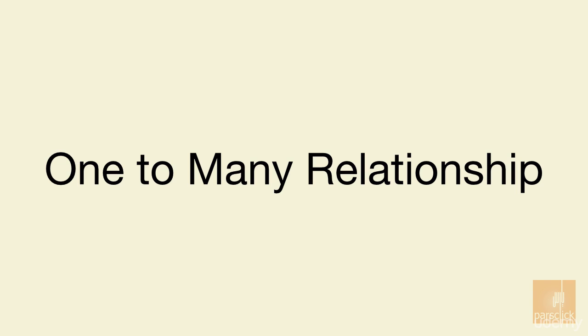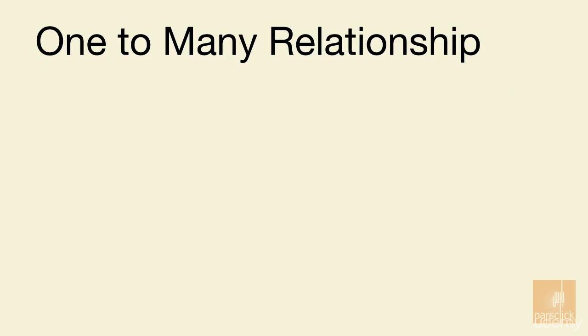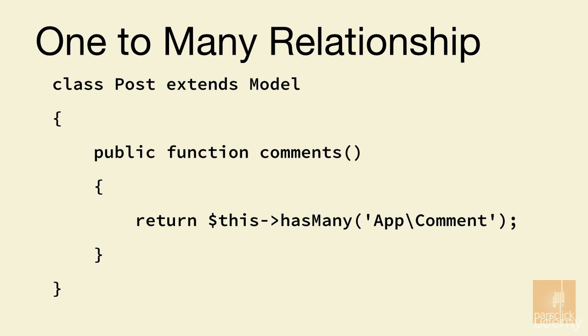For the one-to-many relationship, a one-to-many relationship is used to define relationships where a single model owns any number of other models. For example, a blog post may have an infinite number of comments. Like all other Eloquent relationships, one-to-many relationships are defined by placing a function on your Eloquent model. So let's say we have a post model, and inside the post model we are creating a function called comments. This function will be used in the future. It has to be the same name as your database table, so you can see that it's comments.